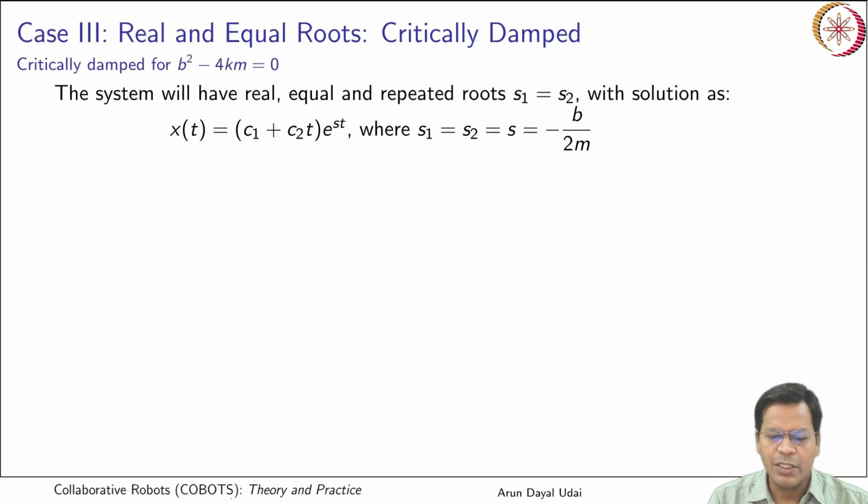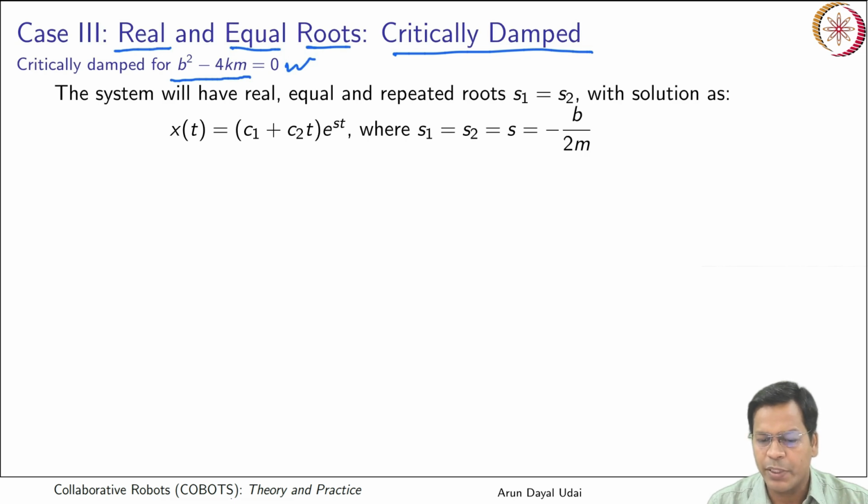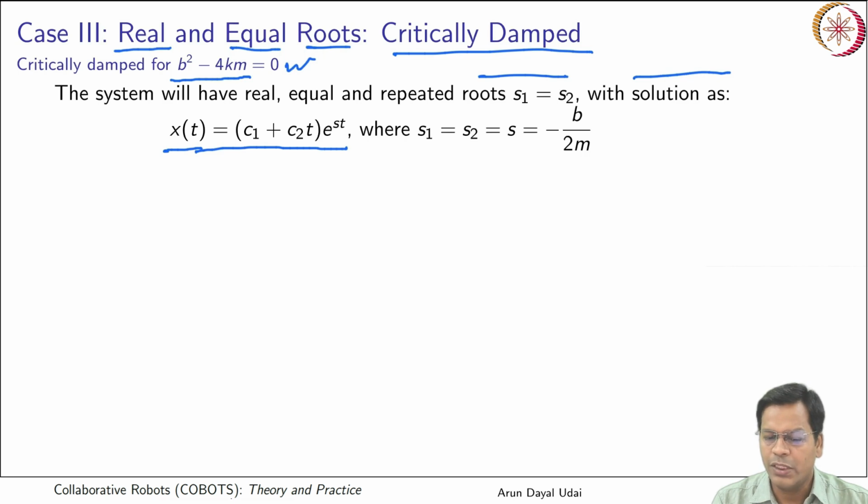Okay, now let us look at the third case when you have real and equal roots, that is a critically damped case. I will tell you what a critically damped thing is. So this time you have b square minus 4km equal to 0. This time you have repeated roots, s1 is equal to s2, and the solution of the differential equation you already know. So this is x(t) given by (c1 plus c2 t) e to the power st. s is nothing but s1 and s2, and that is given by minus b by 2m. So that quickly comes here.